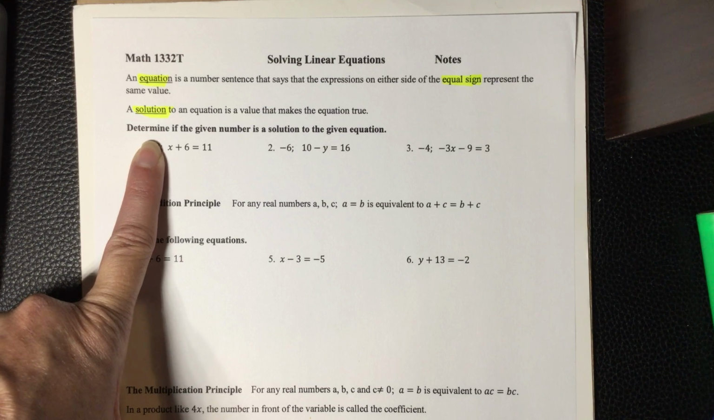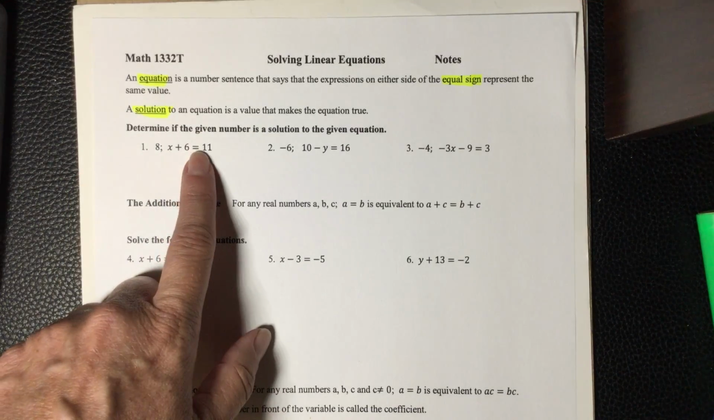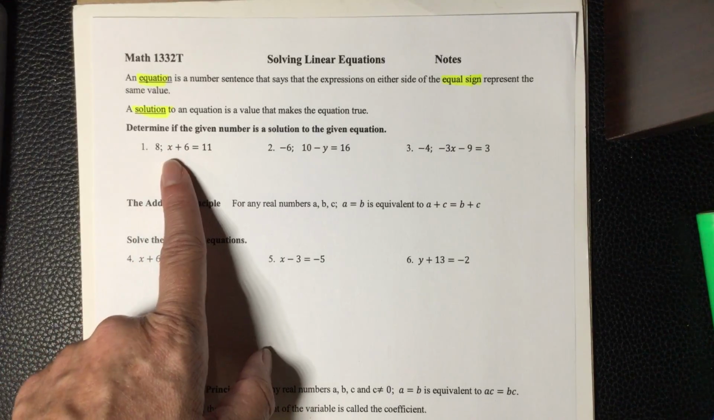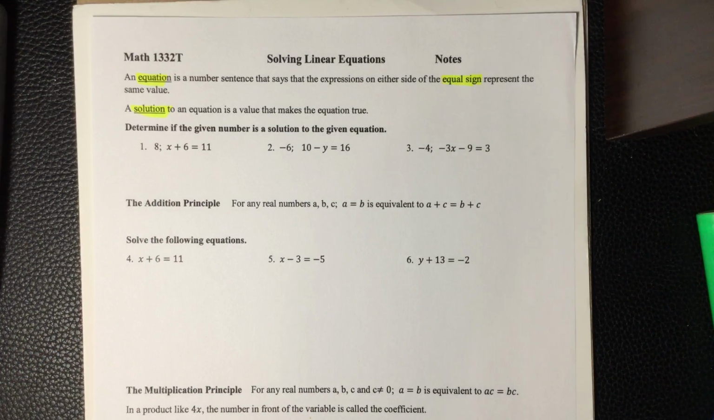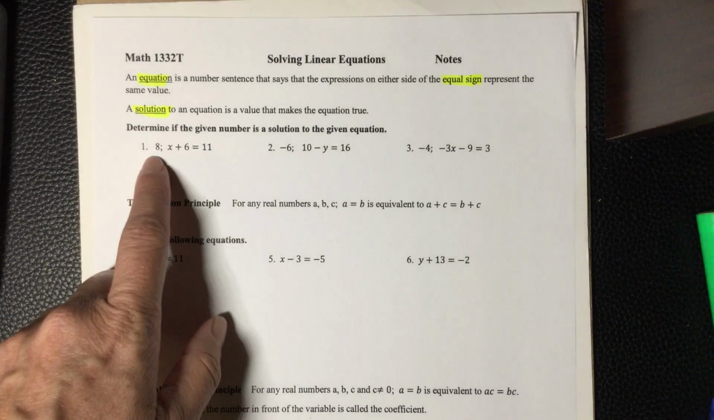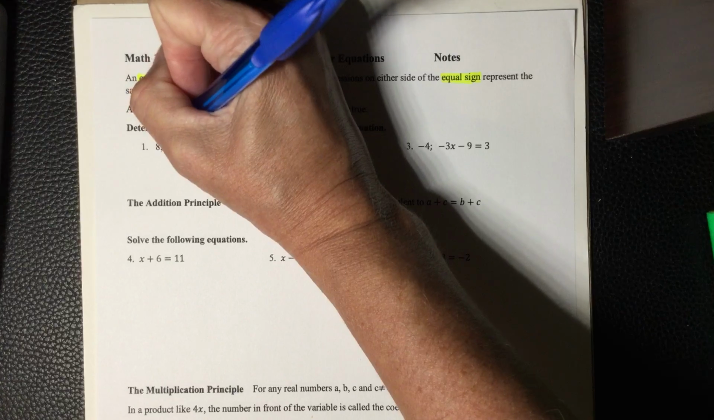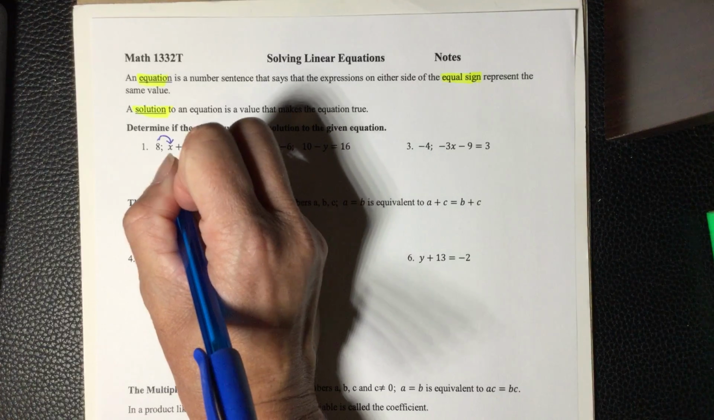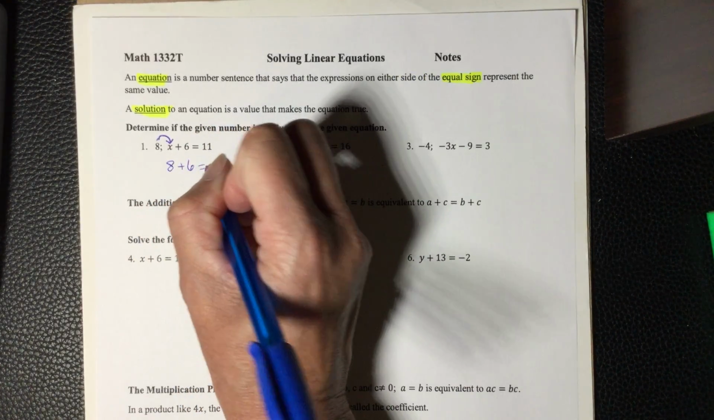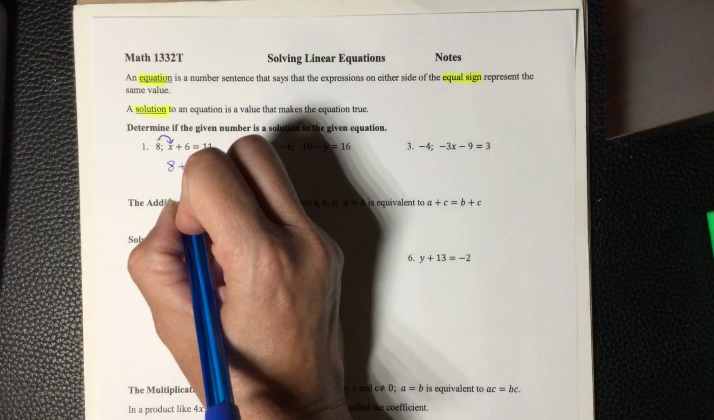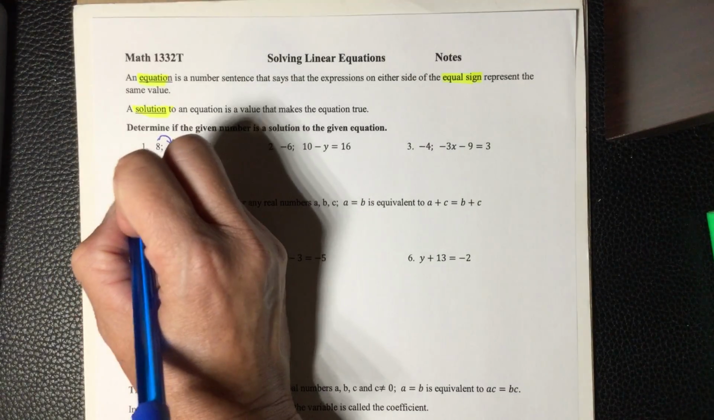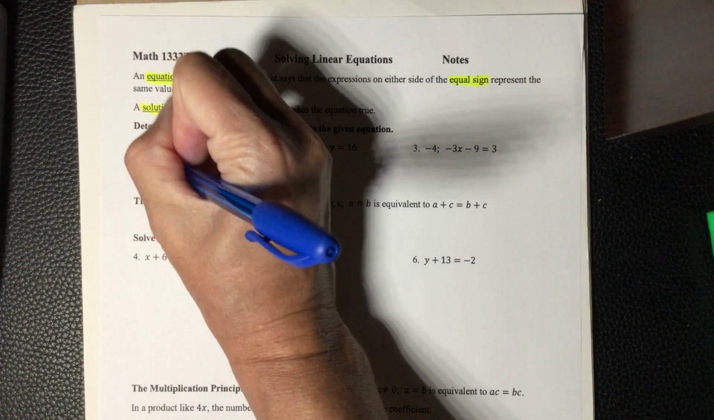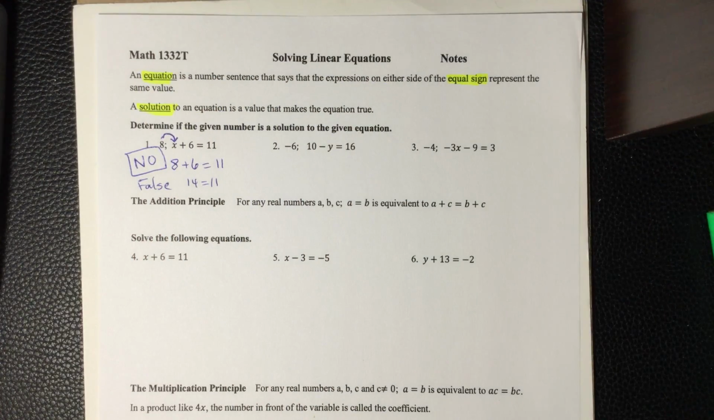Now it's not always this obvious. So if you're just given an equation and a solution and we're asked to determine, is this number a solution to this equation? We already know it's not because we know the only value is 5. But what we can do is take that 8 and just plug it in, substitute it in place of x. So if we say 8 plus 6 equals 11, we get 14 equals 11, which is clearly false. All right, so the answer to this would be no. 8 is definitely not a solution to the equation.